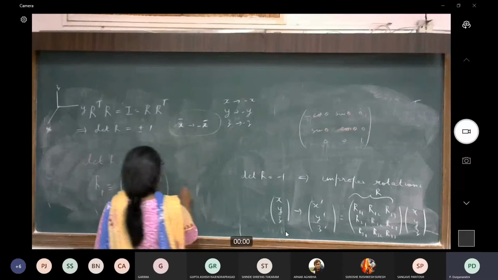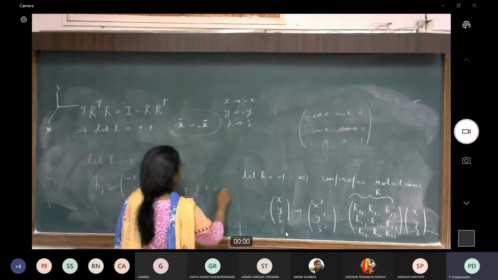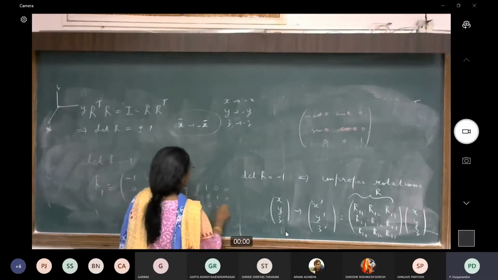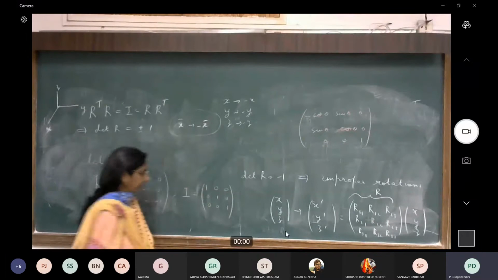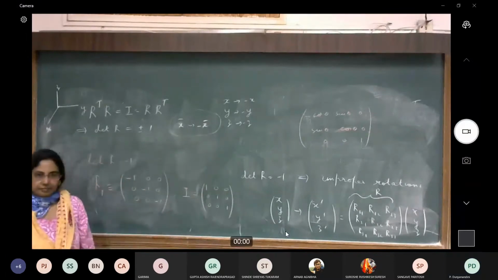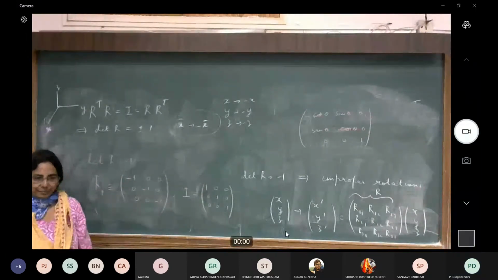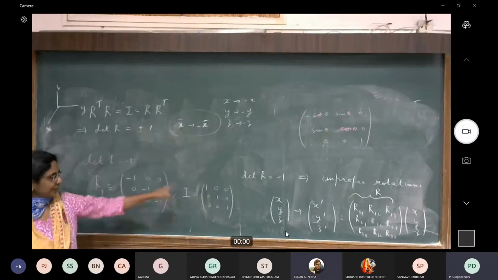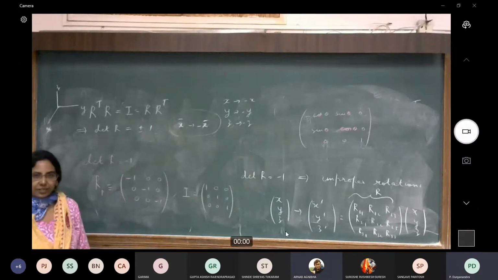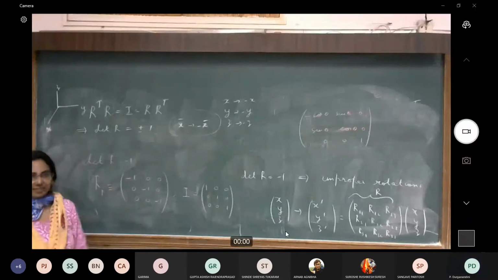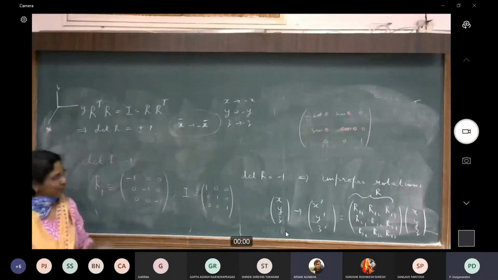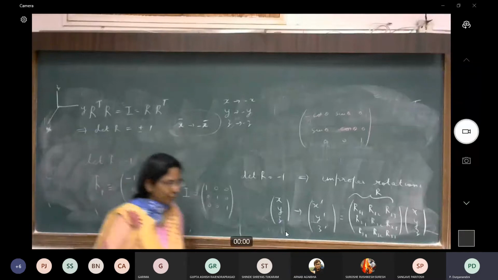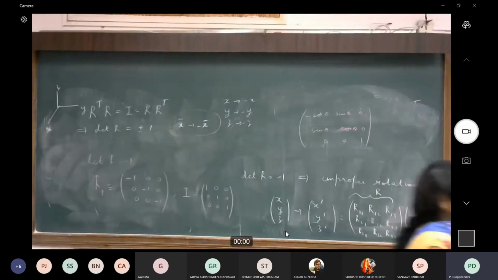Now, can you tell me the identity transformation? Is this a rotation transformation? This identity, if I take this one, is this a rotation transformation? Does it satisfy this property? Yes. So it is a rotation transformation. Now, what kind of rotation is it? Is it a proper rotation or an improper rotation?